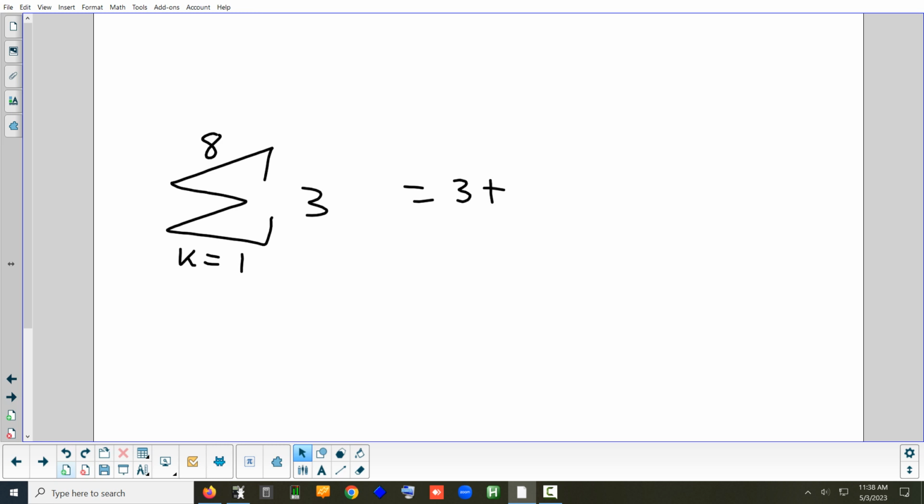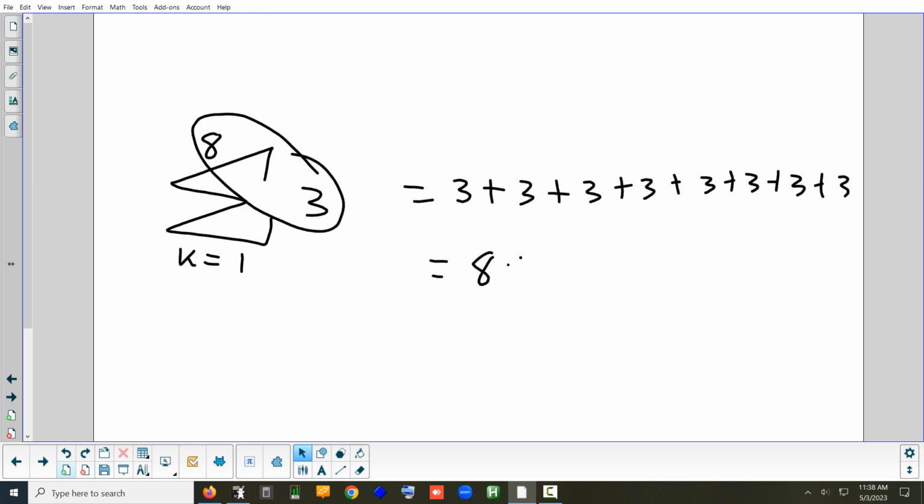This is just a constant. What about if you plug 2 into that formula for k? You get 3 again. It's just 3. And how many times are we going to get 3? 8. It just turns out. So instead of writing it like that, does anybody see what you can do here? Multiply 3 times 8. All you have to do is multiply 8 times 3.